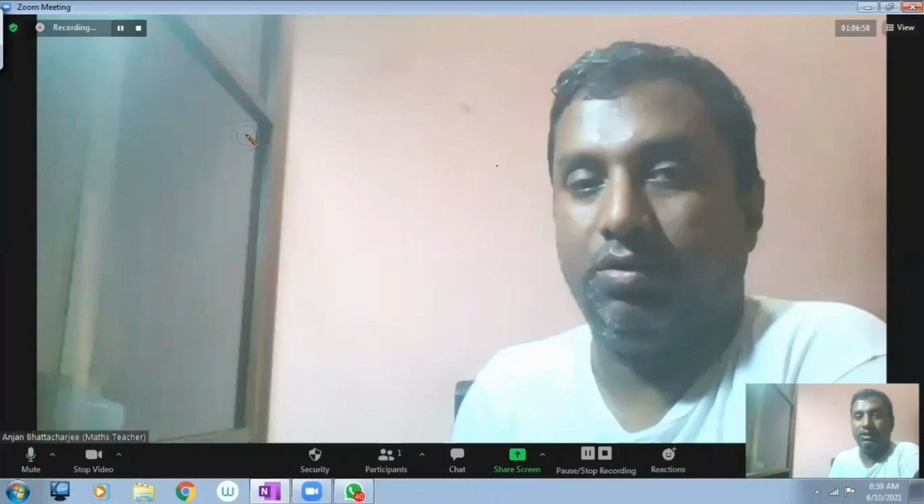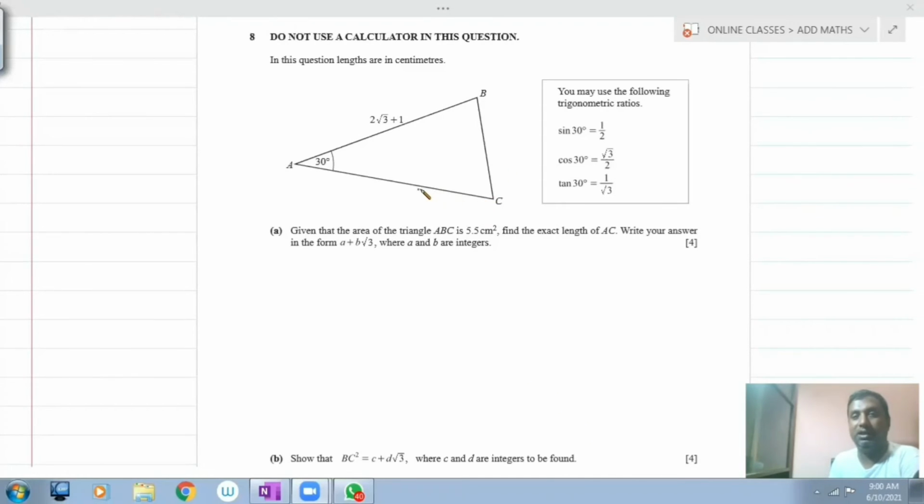Okay. So this is question number 8. At the top, it is written, do not use calculator in this question. In this question, lengths are in centimeters, and a few values are given: sin 30 is half, cos 30 is root 3 by 2, then tan 30 is 1 by root 3. Given the area of triangle ABC is 5.5 centimeters square, find the exact length of AC.